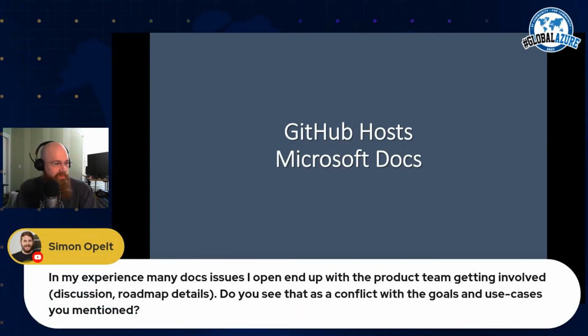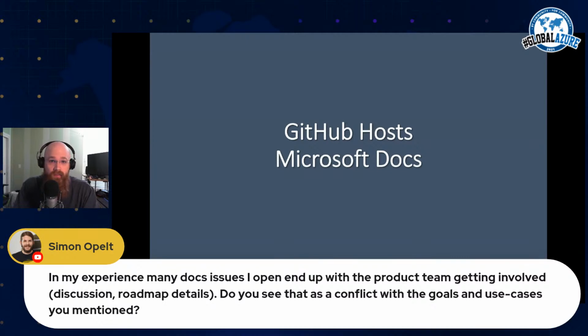Okay, here we go. We got one from Simon. In my experience, many docs issues I open end up with the product team getting involved, discussion or roadmap details. Do you see that as a conflict with the goals and use cases you mentioned? Not at all, Simon. A lot of times we do get the product team involved to review changes to their documentation. Some product teams are more hands-on than others, but we absolutely run our changes to docs by product teams.